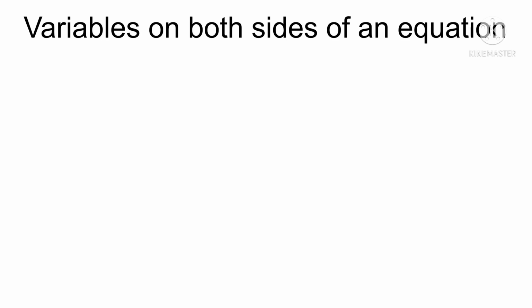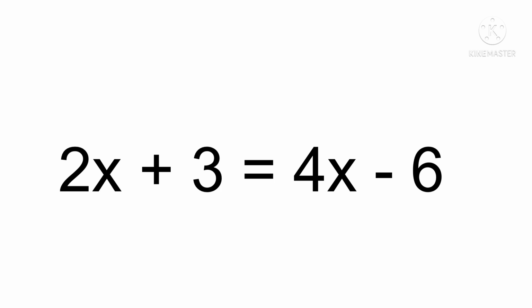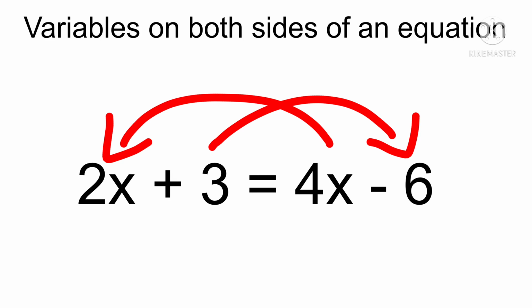Now there's one more type of equation that I want to cover in this video, and that's an algebraic equation where the variable is on both sides. For example, this equation, 2x plus 3 equals 4x minus 6, can be solved by using the properties of equality to put all the variables on one side and the constants on the other.